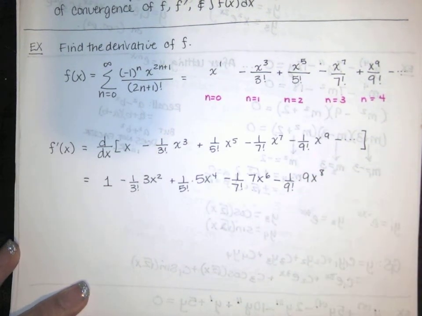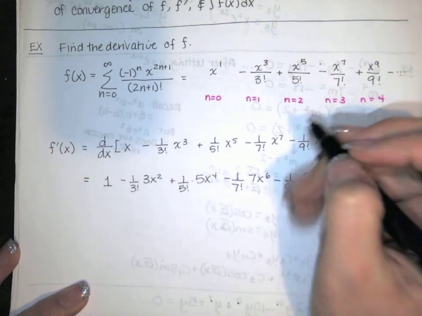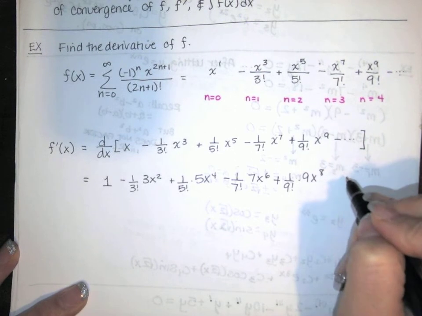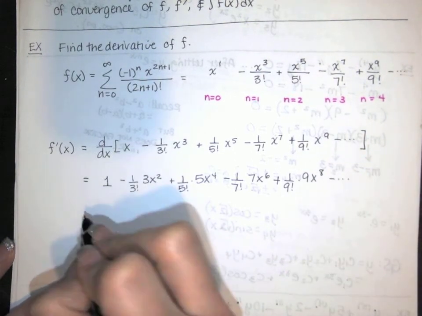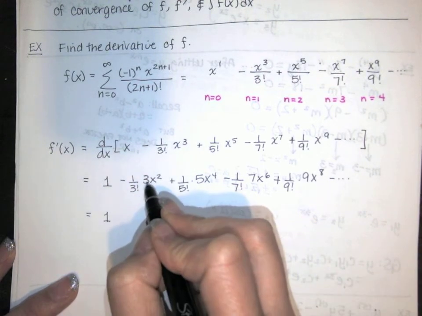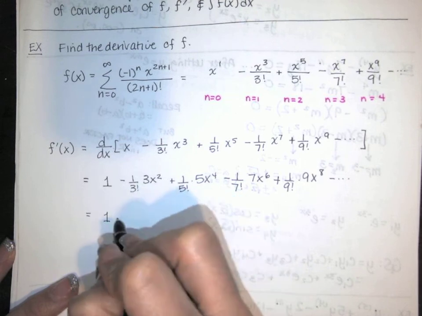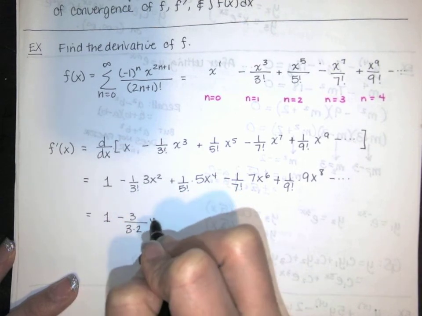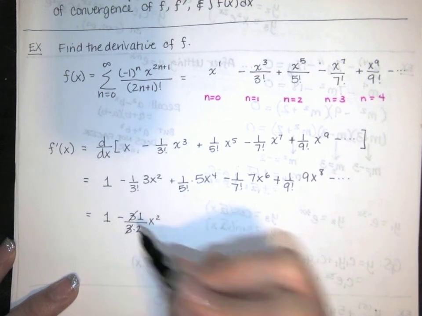Oops, and I think I missed my sign somewhere. Plus, positive, negative, negative. That should be a positive. There we go. And you keep going. Okay, now this actually simplifies a little bit. Got 1 minus, and that 3 cancels with the 3 over here. This is 3 over 3 factorial. That's 3 times 2 times 1. So the 3's reduce, and you end up with a 1/2 out front.